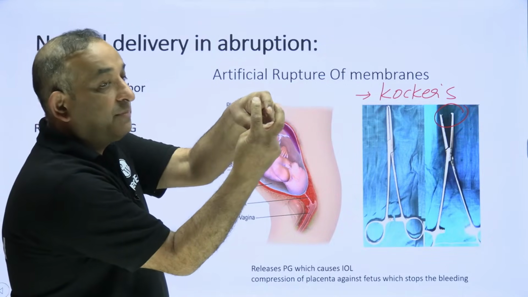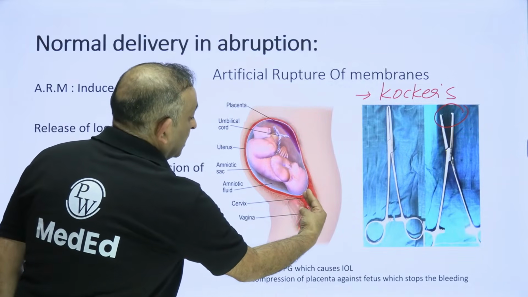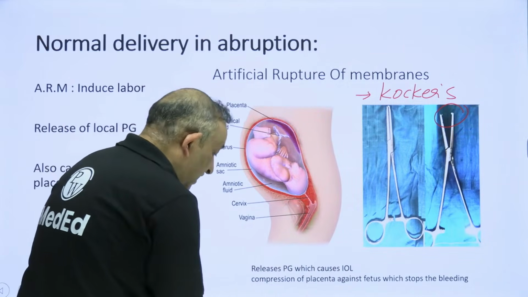and when you go and hold the membranes, it will give a very good grip, and when you pull it, it is going to tear the membrane. So go into the cervix, reach the membranes, hold them and pull them. So, artificial rupture of membranes.